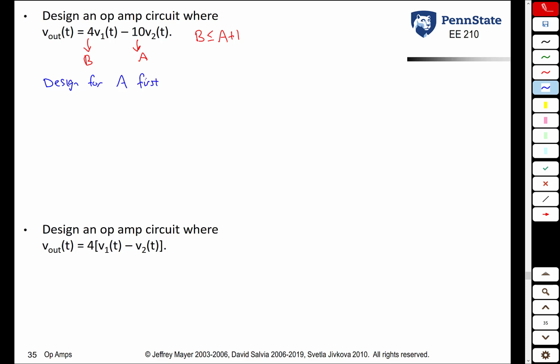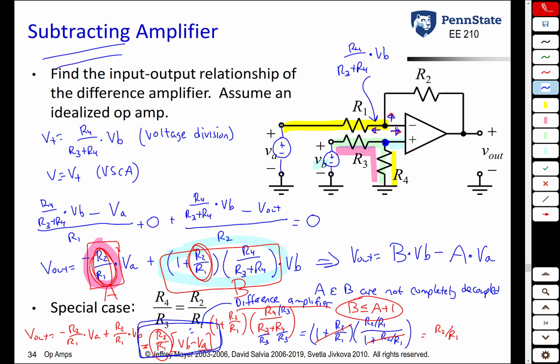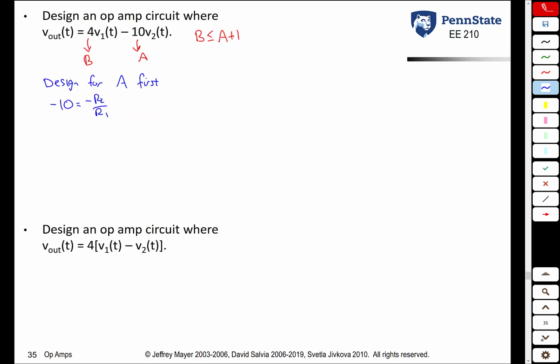Specifically, what do we want? We want minus 10, the inverting gain, should be minus R2 over R1. We saw that right there. Capital A is going to be 10. So in other words, we want R2 to be 10 times R1. So we can set R1 equal to 10 kiloohms and R2 equal to 100 kiloohms.